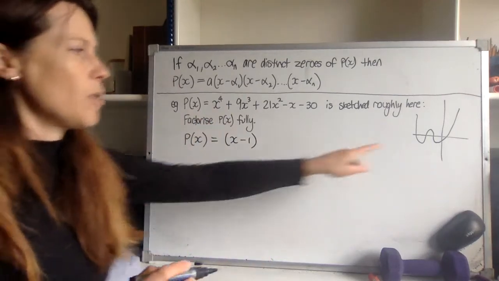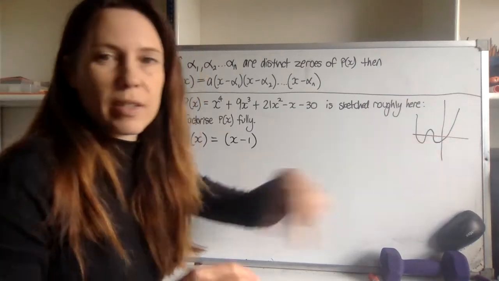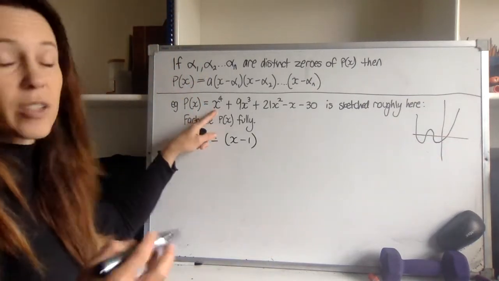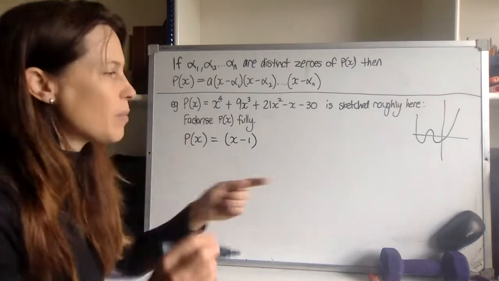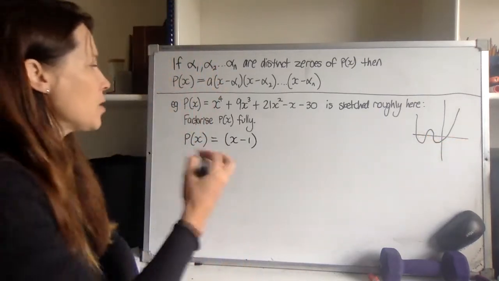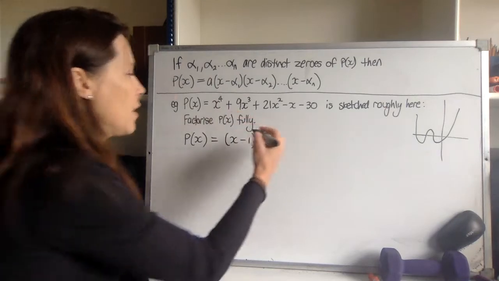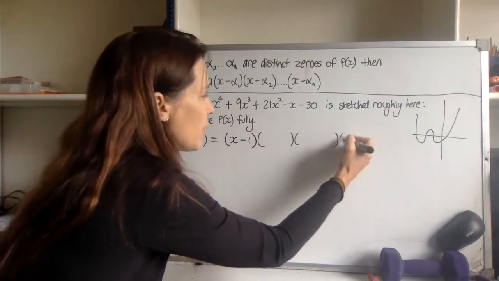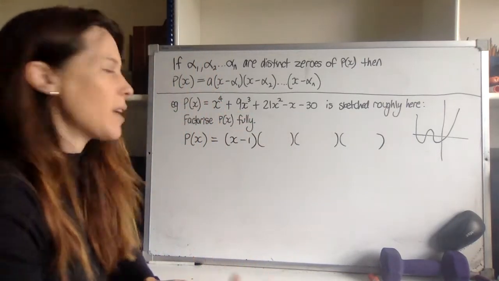Now, I've got my clue over here. I can see that there's 4 distinct zeros here, and it's got a degree of 4, so there couldn't be more than 4. There might be less, but I can see that there's 4. So I know that there's a 1 here. I know I've got distinct zeros. I can pretty well go ahead and see what the shape of my answer is going to be.